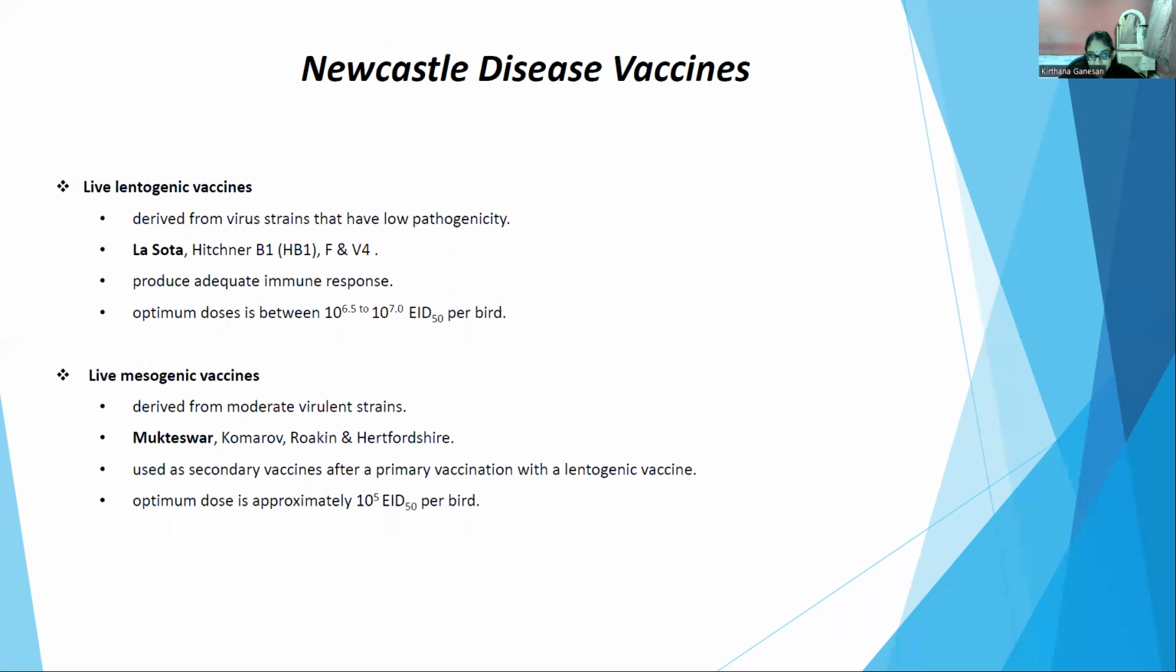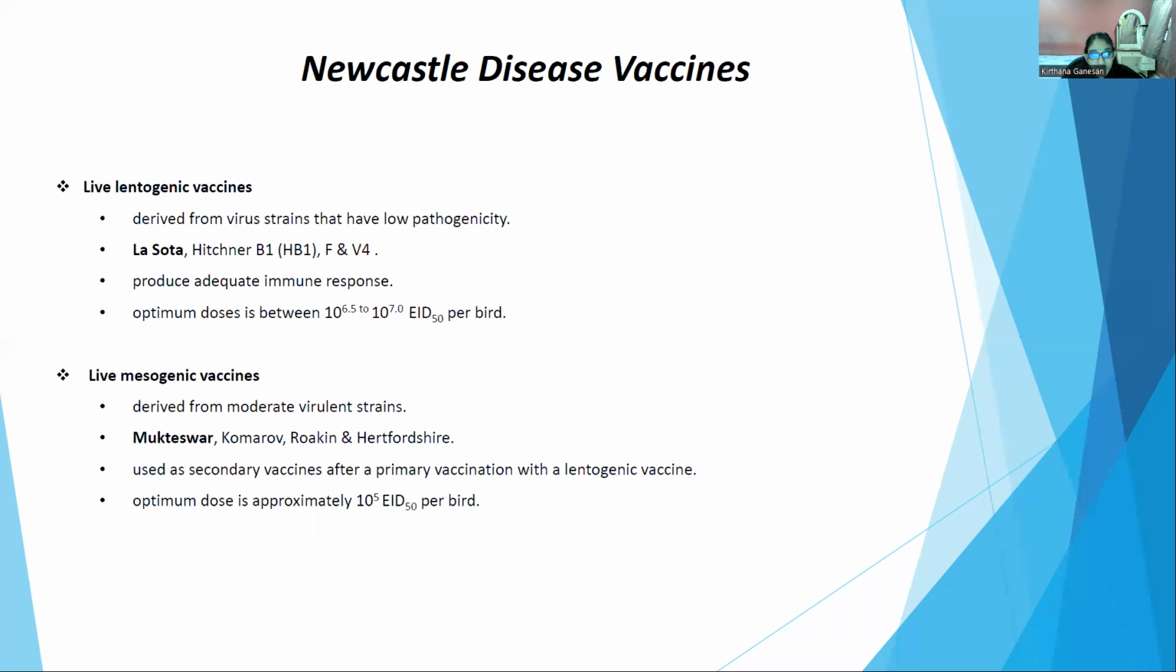Newcastle disease vaccines are further divided into 4 groups. Firstly is the live lentogenic vaccines, which are derived from virus strains that have low pathogenicity. It is caused by the La Sota, Hitchner B1, and also V4 strains. It produces adequate immune response. And apart from that, the optimum dose of this type of vaccine is between 10 to the power of 6.5 to 10 to the power of 7 of embryo infectious dose 50 per bird.